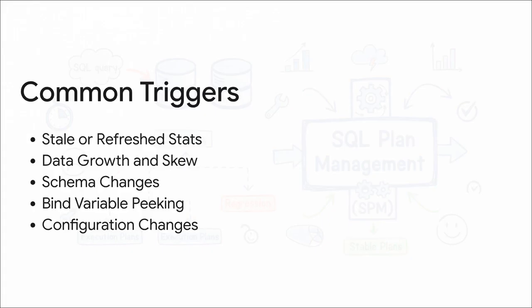Take bind variable peeking, for example. It allows the optimizer to peek at values during that first hard parse to create a plan. But if your data is highly skewed, a plan that's absolutely perfect for one bind value might be a total disaster for another. Then you've got schema changes. Maybe an index was suddenly marked unusable. And of course, configuration changes to your initialization parameters can totally alter how costs are calculated across the board.